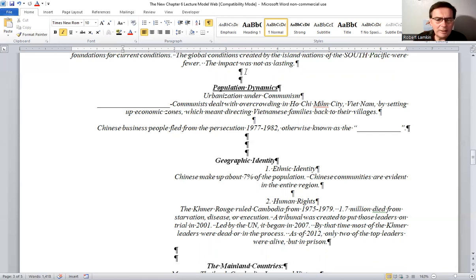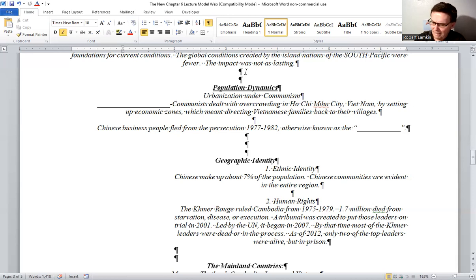Population dynamics, urbanization under communism. It was called de-urbanization. Communists dealt with overcrowding in former Saigon, now Ho Chi Minh City, by setting up these economic zones. Basically what that meant was diverting Vietnamese families back to their villages. And on page 329, I have that written down.